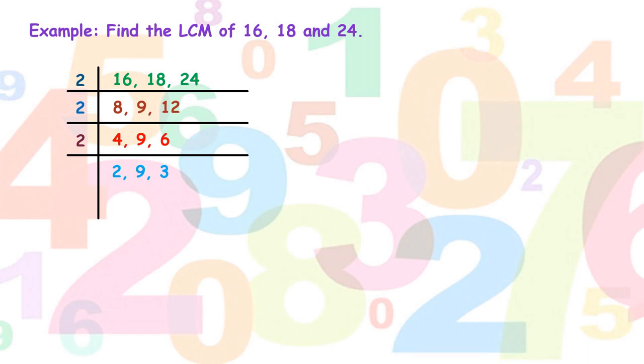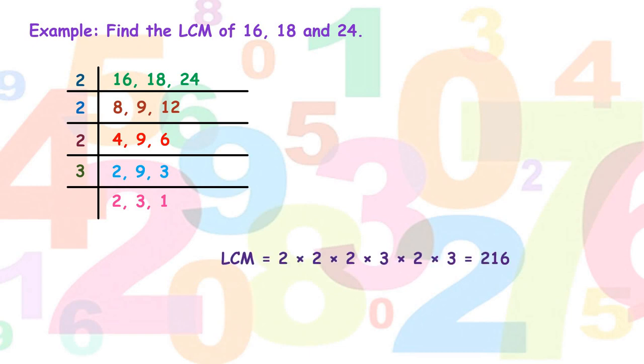Now we have two numbers which are divisible by 3 here, 9 and 3, so we'll take 3 and it will give us 2, 3 and 1. So the LCM of 16, 18 and 24 is 2 into 2 into 2 into 3 into 2 into 3, that is 216. So this was our revision lesson till LCM. I hope it is getting clear, students. Be ready for your exams, keep studying thoroughly and have a good day.